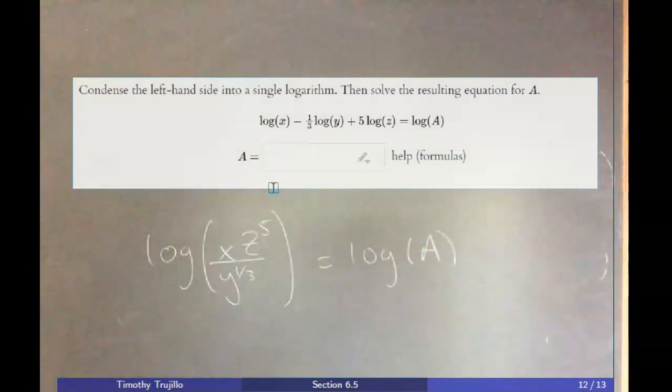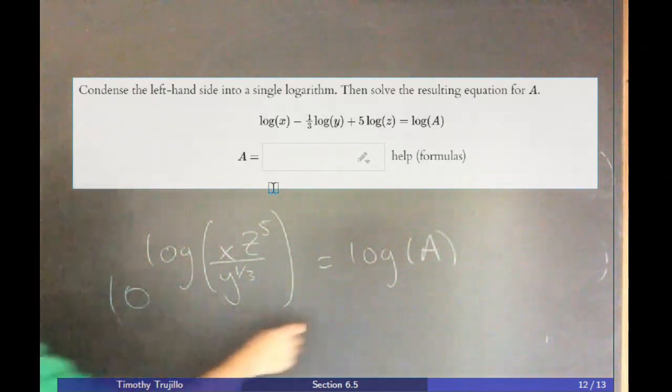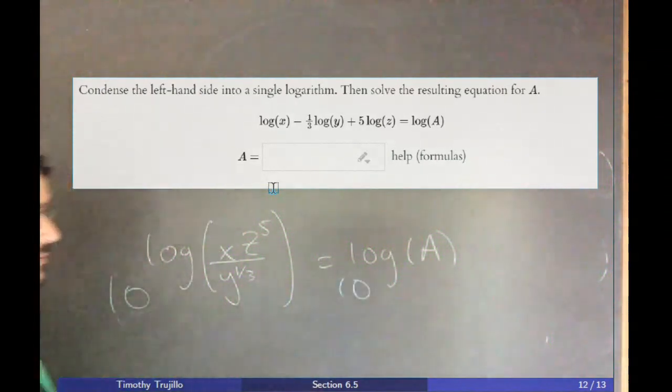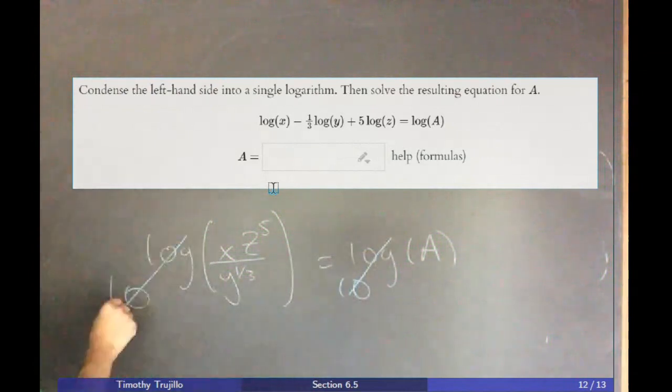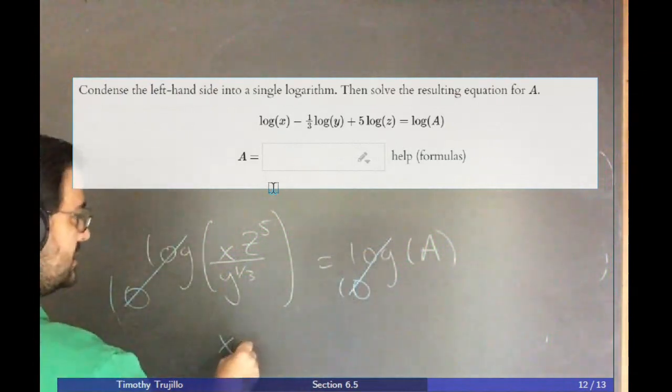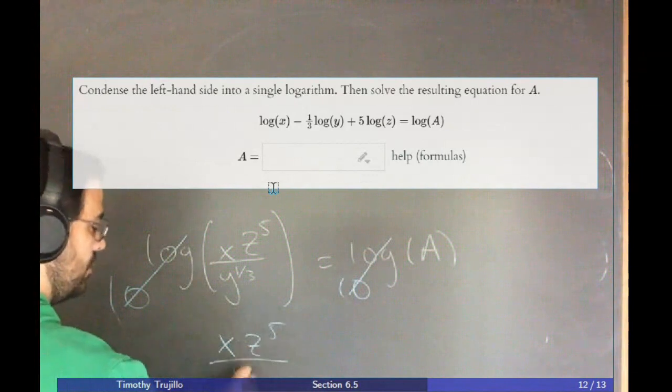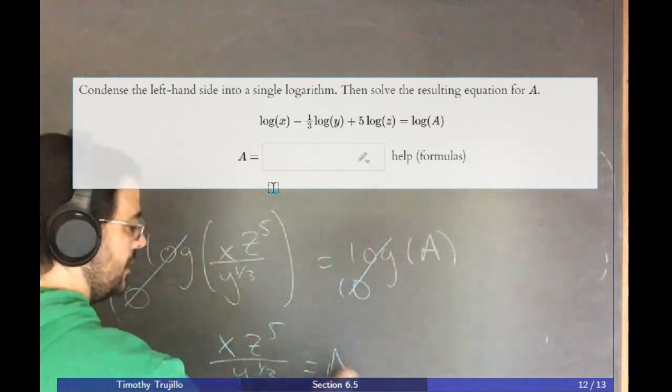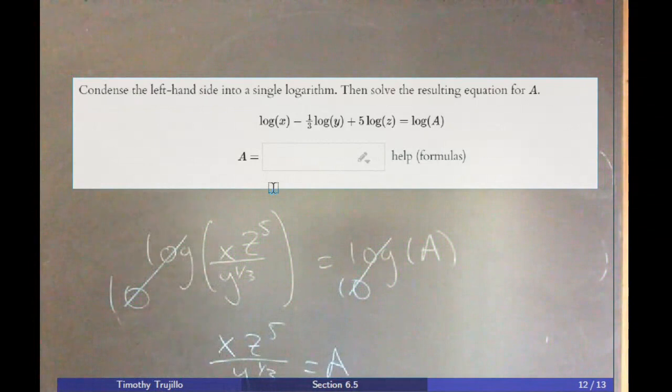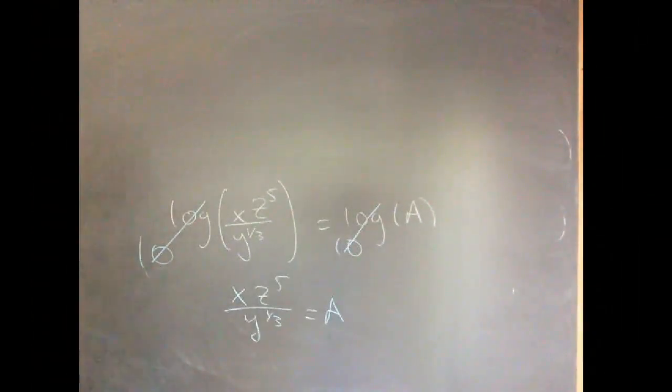Here, it's asking us to solve for a, and you can solve for a by remembering that the inverse of the log base 10 is the exponential function with base 10. So here on this side, we could take 10 to this power, and it would be equal to 10 to this power, and that'll cancel the log out on this side, and this times z to the 5 over y to the 1/3 is equal to a. And so this is what the solution would look like here for this equation.